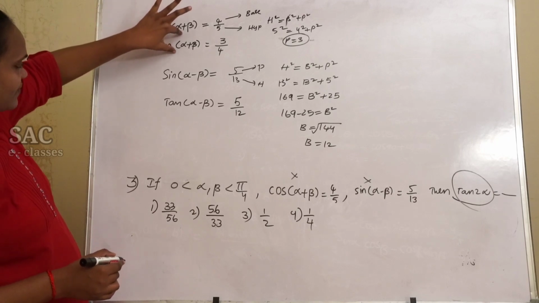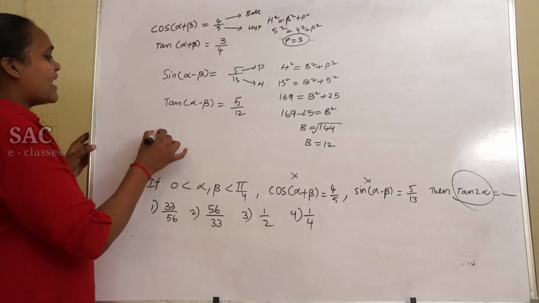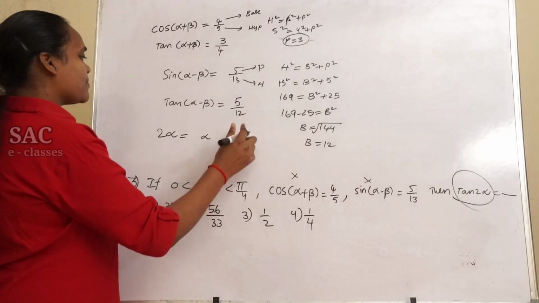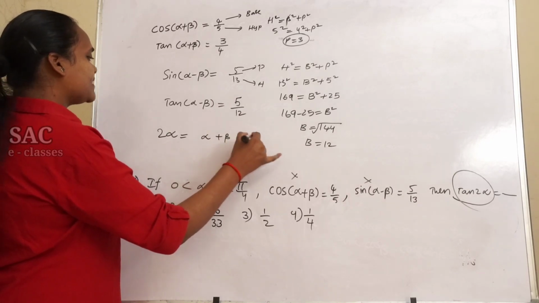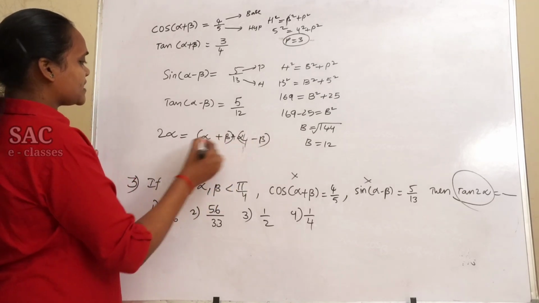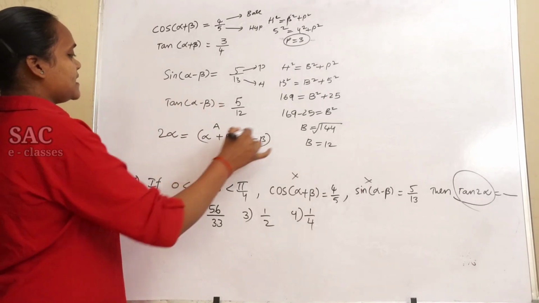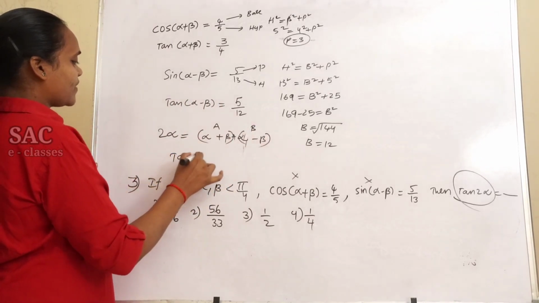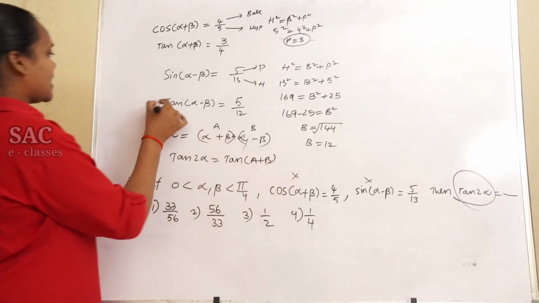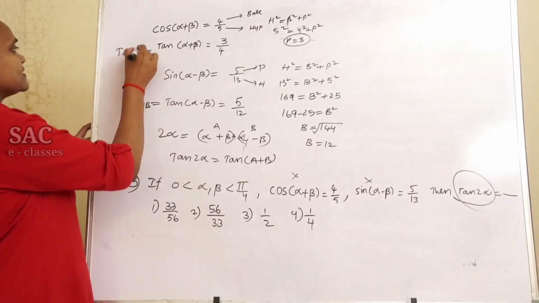But what do you require? Do you need the tan of alpha plus beta and tan of alpha minus beta? No. You need the tan 2 alpha value. Can I write 2 alpha as alpha plus alpha, add it and subtract the beta? Now alpha plus beta and alpha minus beta together give you 2 alpha. Let me take them as A and B. Now tan 2 alpha can be written as tan of A plus B, where tan B is this and tan A is this.